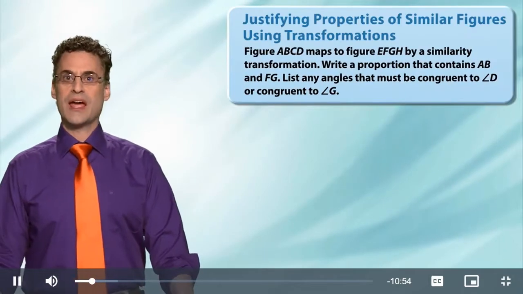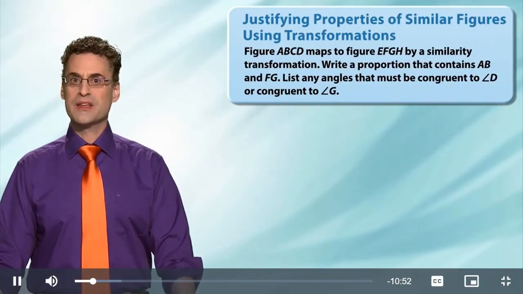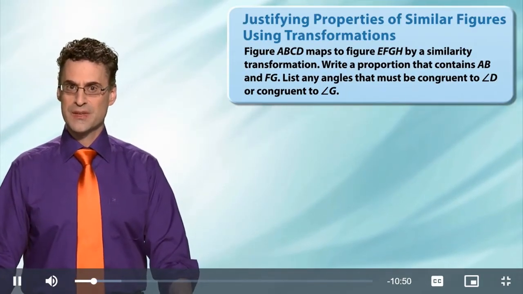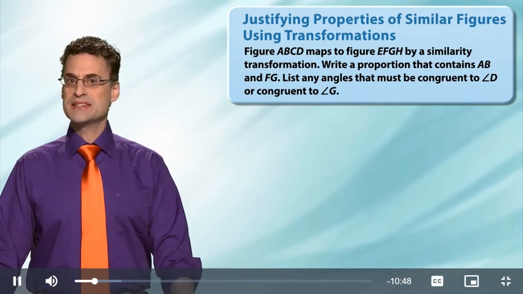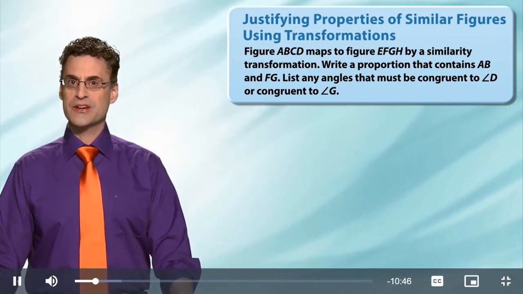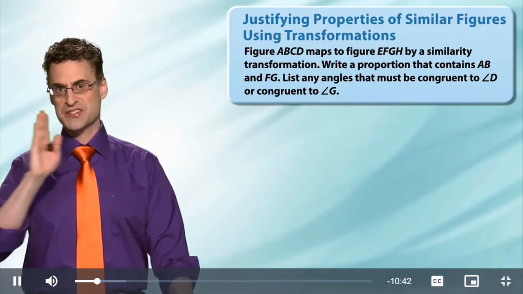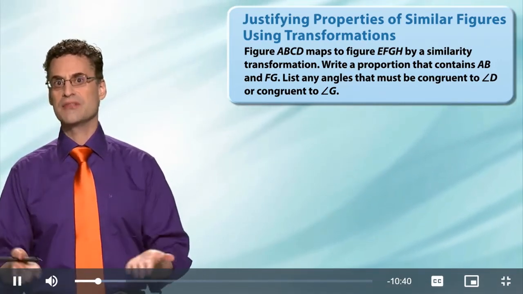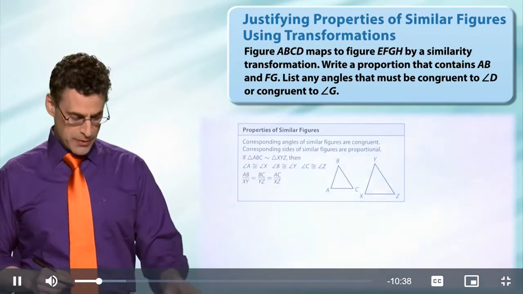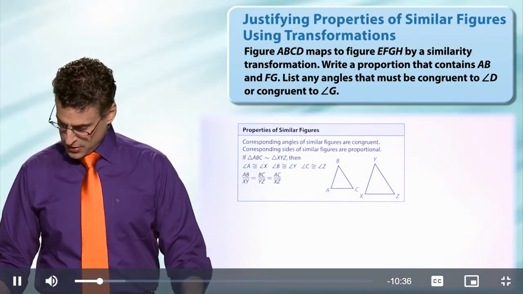Let's take a look at some examples where we're going to see how to put together similar figures via similarity transformations. Here we go. Okay, so let's identify properties of similar figures. Figure ABCD maps to figure EFGH by a similarity transformation. And I'm going to stop right there because notice we're not given any figures at all. So we might just want to try to draw some in for our own sake.